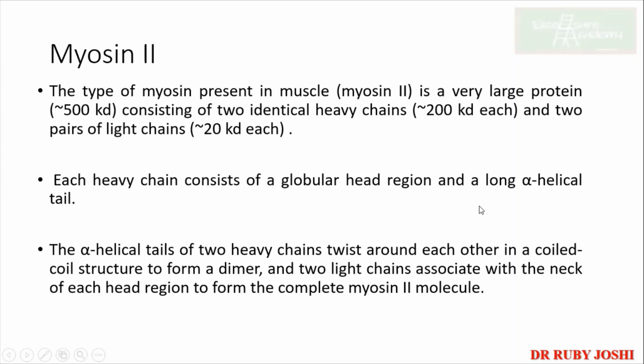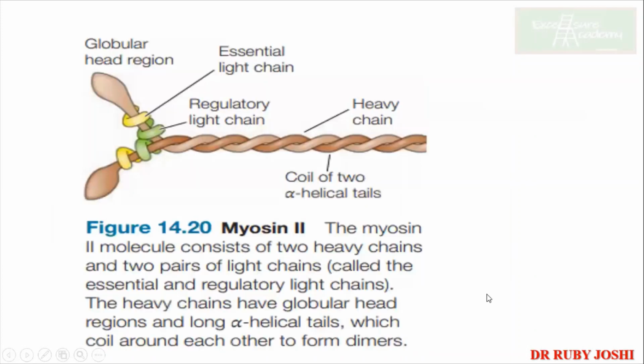The head region, and the tail region. The head region binds to the actin filaments. Now the alpha helical tails of the 2 heavy chains twist around each other in a coiled coil structure to form a dimer. And the 2 light chains associate with the neck of each head region to form the complete myosin 2 molecule. This is how it looks: these are the head regions, and these are the coils of the 2 alpha helical tails. These globular head regions make interactions with the actin filament.